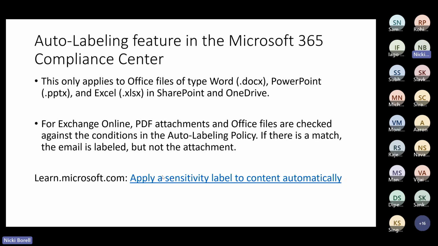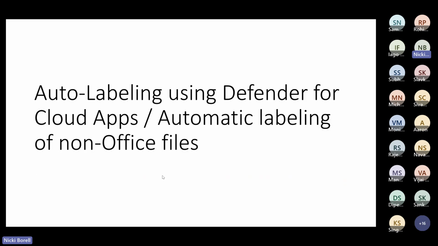So think about this scenario: Word, Excel, PowerPoint are really nice to have, but definitely we need PDF, we need JPEGs, we need other file types respected by our auto-labeling policies. Then Defender for Cloud Apps is your friend. Defender for Cloud Apps is the new name of what we know as Microsoft Cloud App Security.